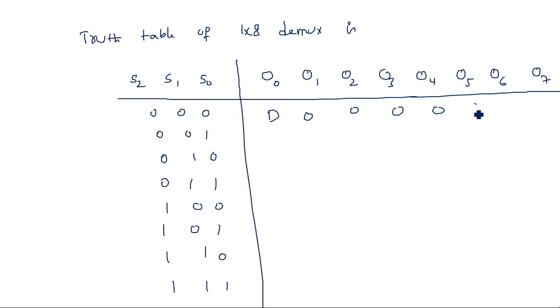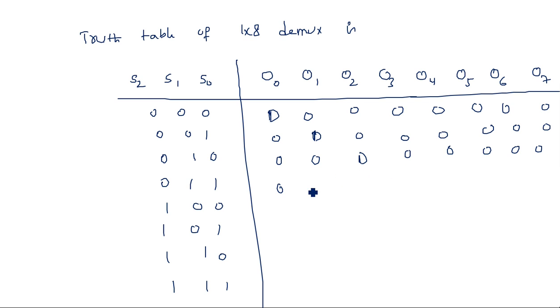Whichever output does not get the data is simply represented by 0. Similarly, 001 means the first location's output will receive the data. Clearly see the difference between O, 0 and D. This is D, don't confuse it. Again, 010 means 2, so data will be transferred to output line 2, and all the others are zeros.